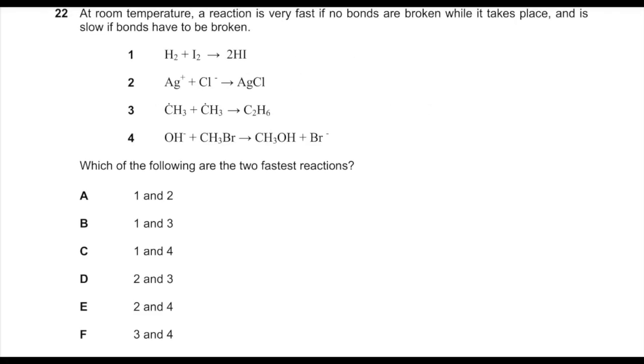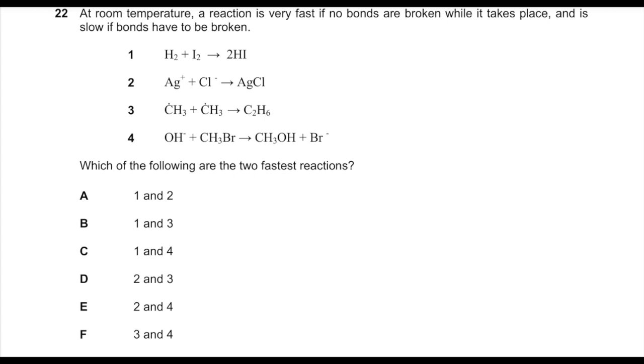Question number 22. At room temperature, a reaction is very fast if no bonds are broken while it takes place, and is slow if bonds have to be broken. Reaction 1, H2 plus I2 goes to 2HI. Reaction 2, Ag plus Cl minus goes to AgCl. 3, CH3 plus CH3 goes to C2H6. 4, OH minus plus CH3Br goes to CH3OH plus Br minus. Which of the following are the two fastest reactions?